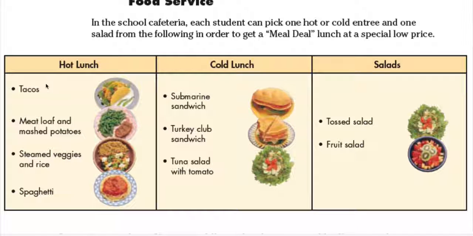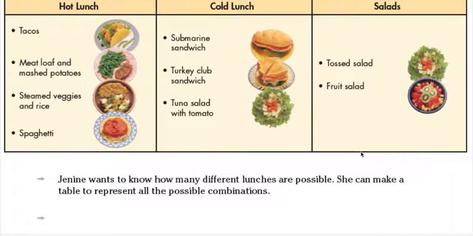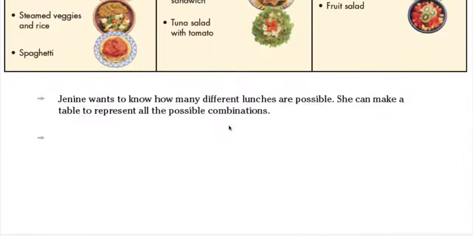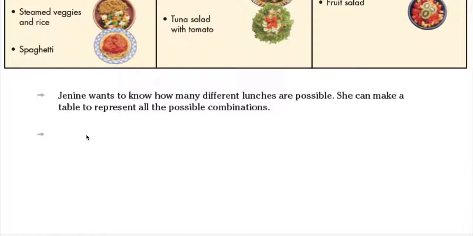So you have hot lunch of tacos, meatloaf and mashed potatoes, steamed veggies, spaghetti; cold lunch of submarine sandwich, turkey club sandwich, tuna salad with tomato. For the salads, you have tossed salad and fruit salad. Janine wants to know how many different lunches are possible. She can make a table to represent all the possible combinations. And this is what she got.